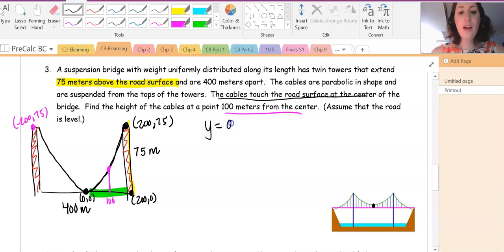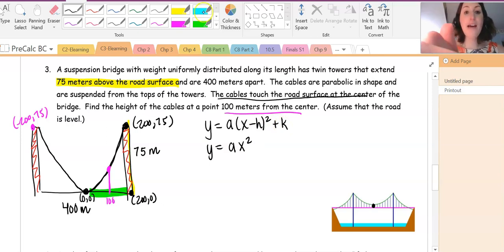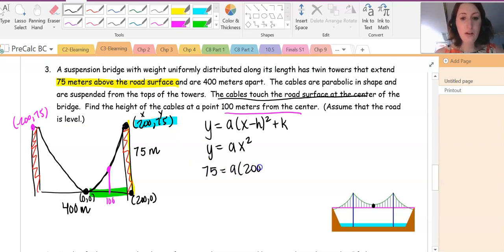Okay, so this is actually similar to our last problem. I'm going to plug in my vertex, which is just 0, 0. So this is just x squared, right? Because h and k are both 0. And now I have another point. I have this 275 or the negative 275, and I can plug those in as my x and my y. Okay, and then I can go ahead and solve for what a would be.